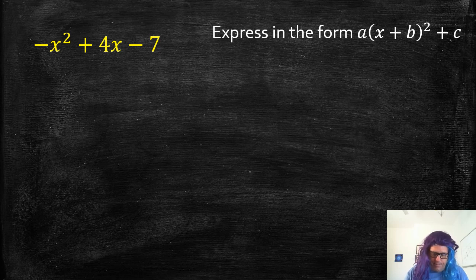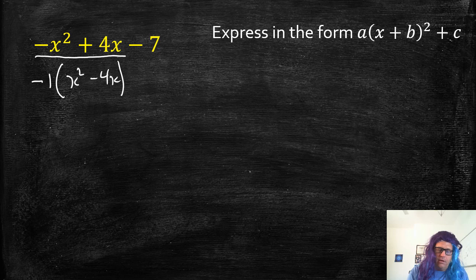Okay, what about now? Is A 1? No, A is not 1, A is minus 1. I need to make A 1. So how do I change the minus 1 into a 1? I factor out the minus 1. Okay? I have to factor out minus 1 from the 4x also, right? I complete the square on this.